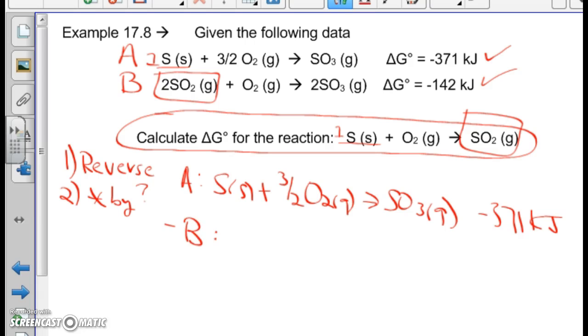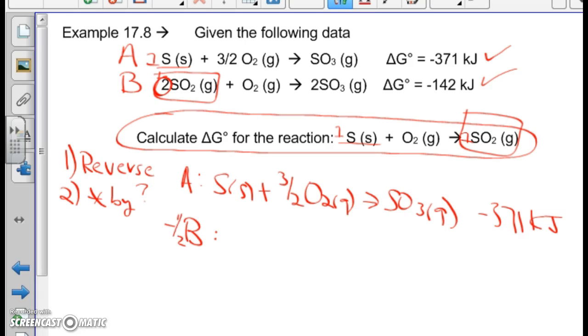And do I need to multiply by anything? That's the second question I ask myself. You always ask both questions. I have 1 here, and I have 2 in B. So I have to multiply B by something to get it down to 1. So what times 2 gets me down to a 1? 1/2. So then I'm going to multiply by 1/2.